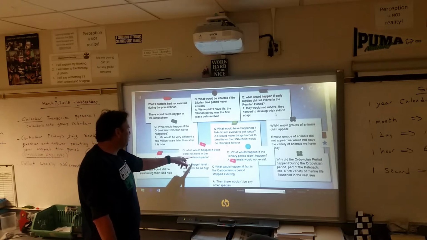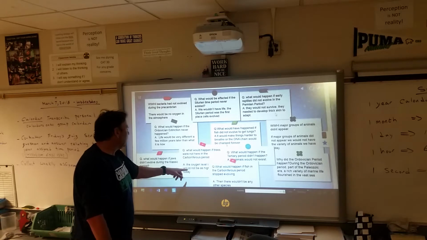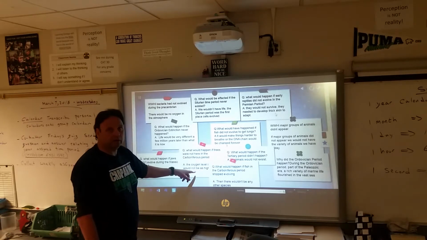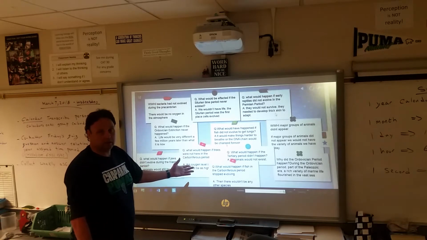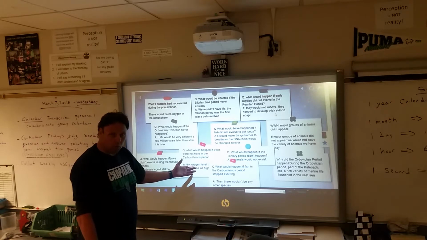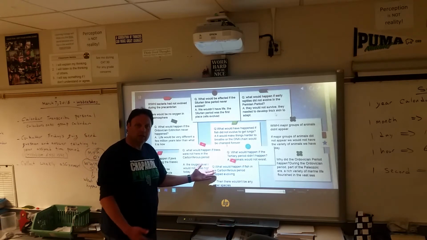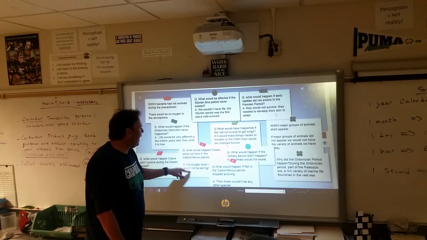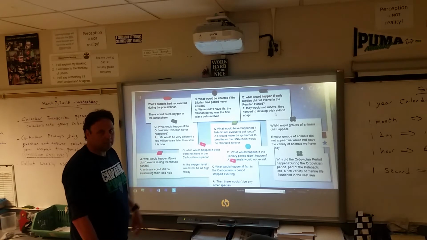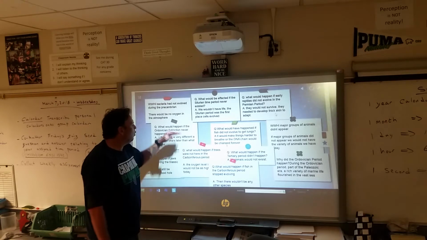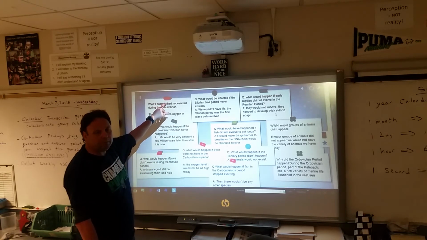So what would happen if trees were not here in the Carboniferous period? The oxygen levels would not be as high as they are today. So we'd have a worse global warming problem because of all the carbon dioxide. There wouldn't be plants and trees to take away the carbon dioxide. So what would happen if questions? And you're sending me those questions, one from each group with the group name up top.